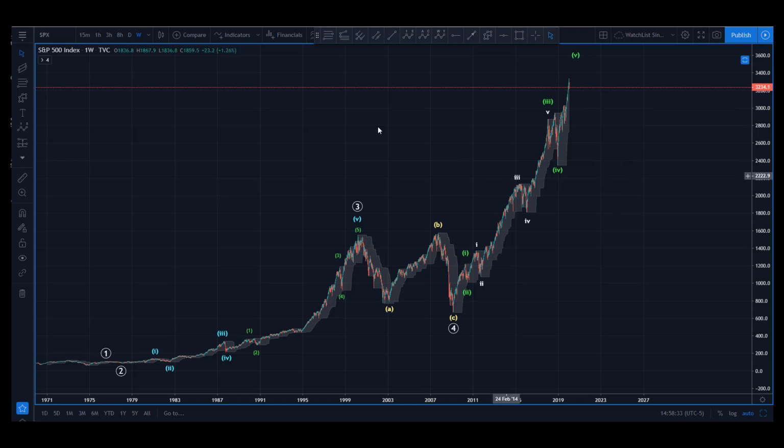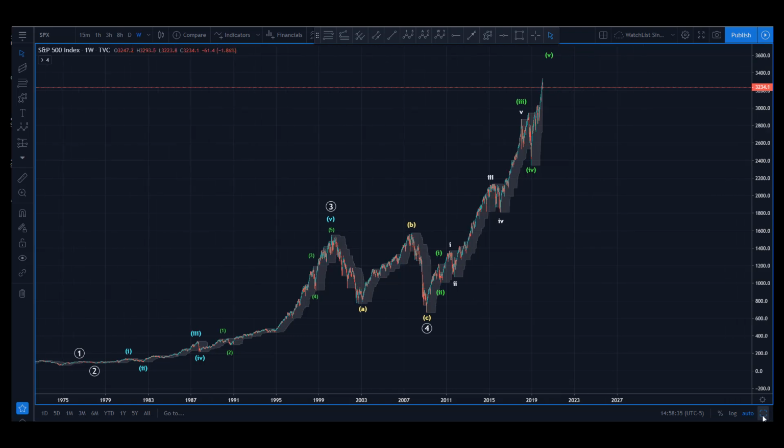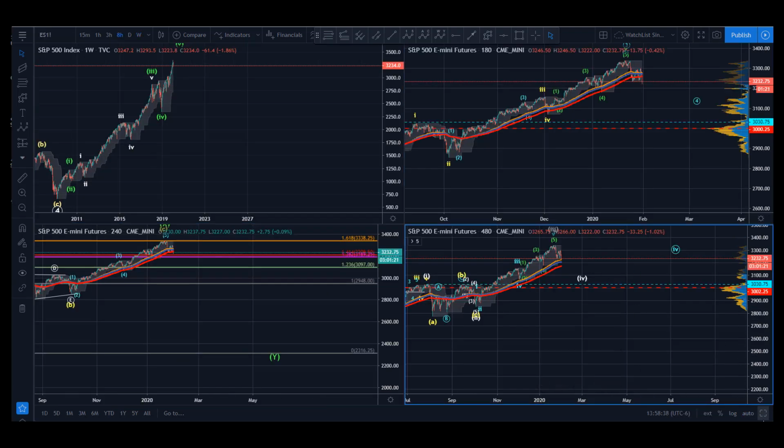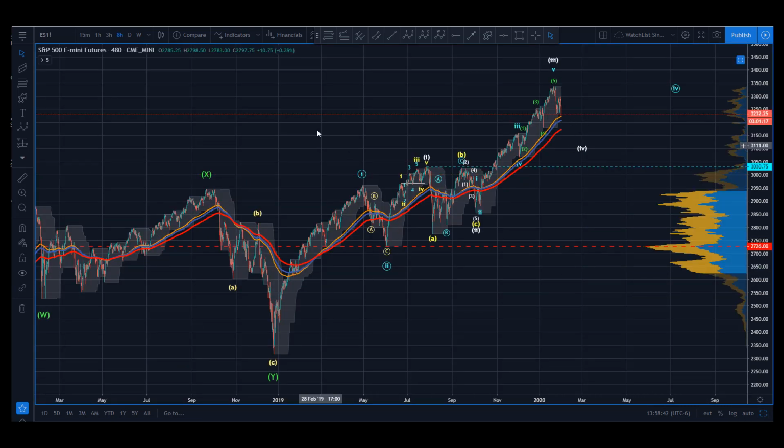This has been my primary count down here, and we're going to go through 3 different counts: two alternates that are very close here, and then something that's technically valid. It was proposed by one of my members, and I thought we'd take a look at that as well.